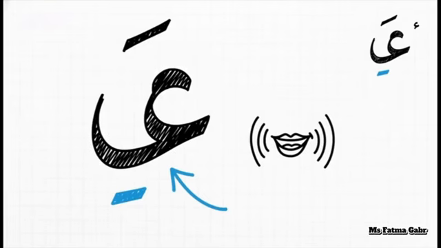All right, vowel number 2 is the kasra. This time, you'll notice the dash goes below the letter.